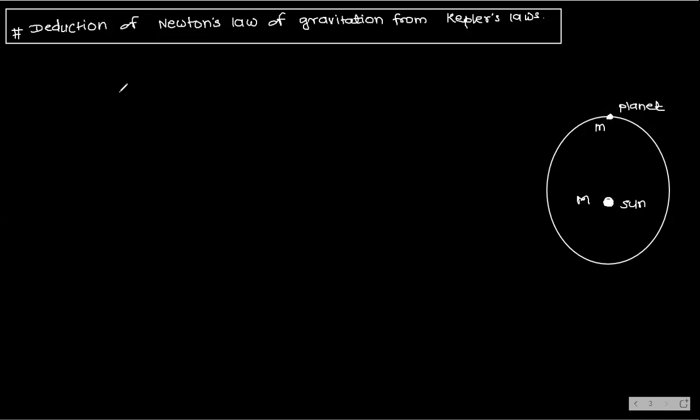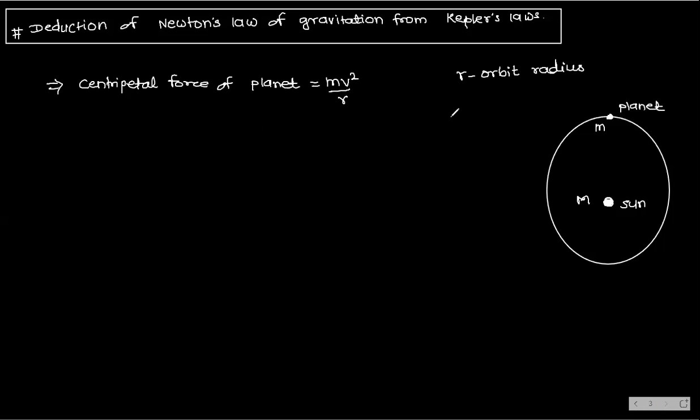Now, the centripetal force of the planet is equal to mv square by small r. I am taking r as the orbit radius. R is the orbit radius here. Understood? Any doubt till here?